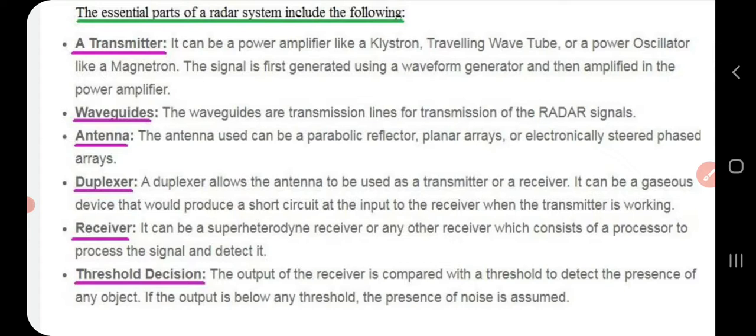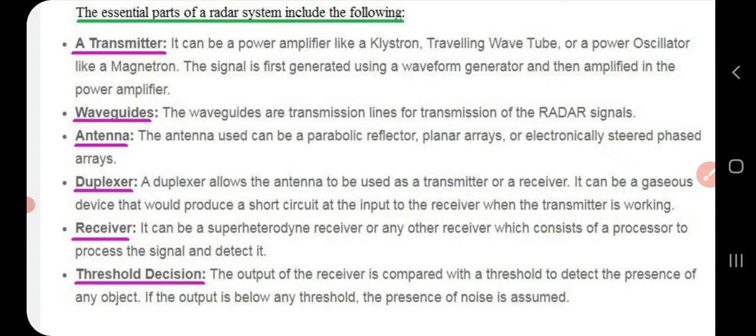Then antenna. Usually a parabolic reflector, planar array or electronically steered phased arrays are used as antennas. Duplexer: it allows the antenna to be used as a transmitter or receiver. It can be a gaseous device that produces a short circuit at the input to the receiver when the transmitter is working.